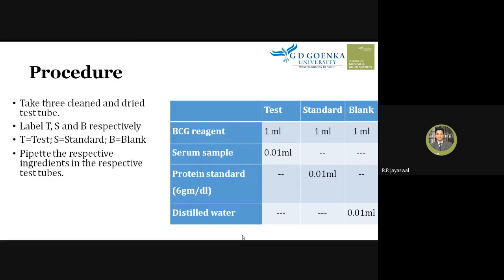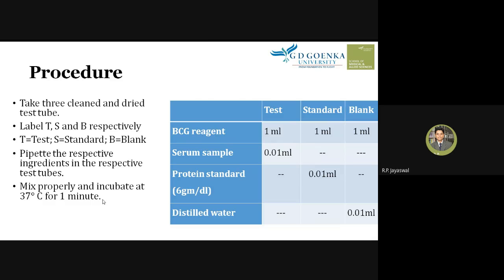We need to pipette, meaning measure the volume and pour into the respective test tubes. What is the instruction to measure? BCG reagent: we take 1 ml in test, 1 ml in standard, 1 ml in blank. Serum sample we take 0.01 ml, that is 10 microliter, in test. The protein standard concentration is 6 gram per dl. We take the same volume, 0.01 ml, in the standard tube, and distilled water 0.01 ml in the blank tube. After that, we need to mix properly and incubate at 37 degrees Celsius for at least 1 minute.